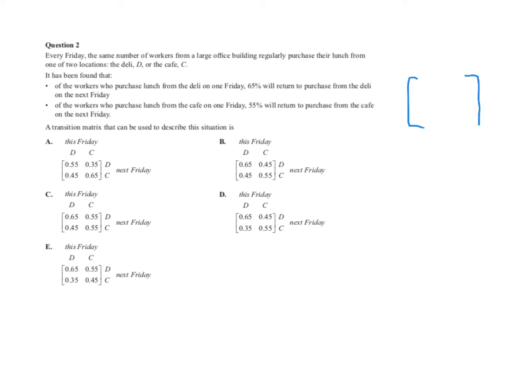And so we could just quickly set it up ourselves. Now, looking down there, they're saying DC, so we'll do DC. And here it says, the first one, 65 from the deli to the deli. So we change that to a decimal, 0.65. And then they said 55 from cafe to cafe, so 0.55. Now, remember, they have to add up to 1. So that makes this one 0.35 and this one 0.45. So we're looking for that one, which looks like D.